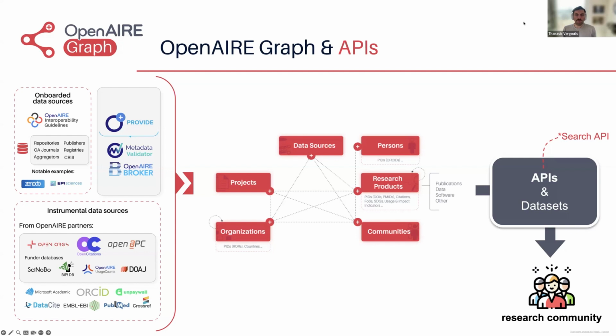Most of the OpenAIRE services are based on those data under the hood. But of course, we also have various third parties that are relying on those data to provide useful services to their end users. And speaking of the APIs, the most important API that was in place in the past to expose the contents of this vast scholarly knowledge graph was the search API, the OpenAIRE search API.